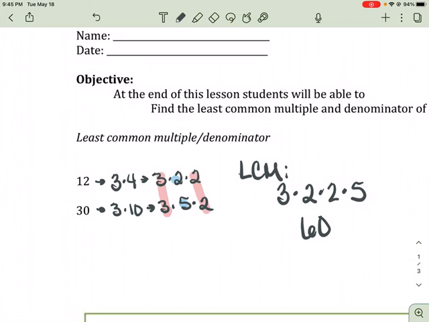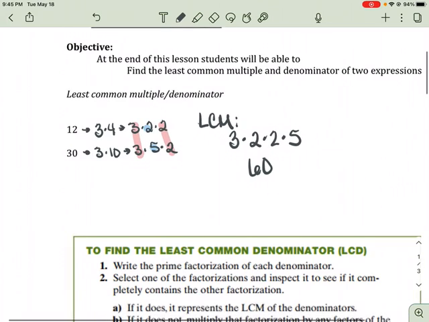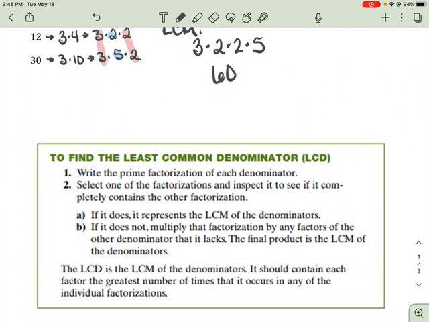Now, some of us might have been able to do that without writing out everything, just knowing that 12 and 30 have a common multiple of 60. Totally cool. But it's the idea of the process that I need you to think about here.